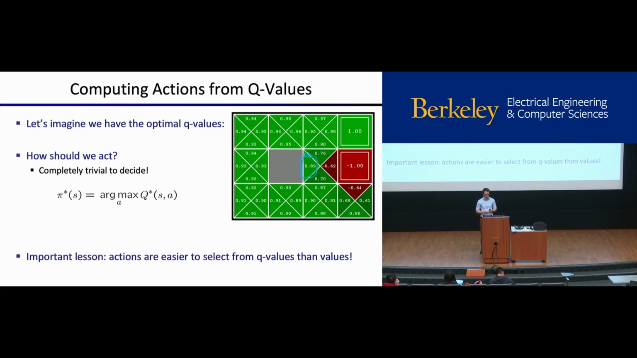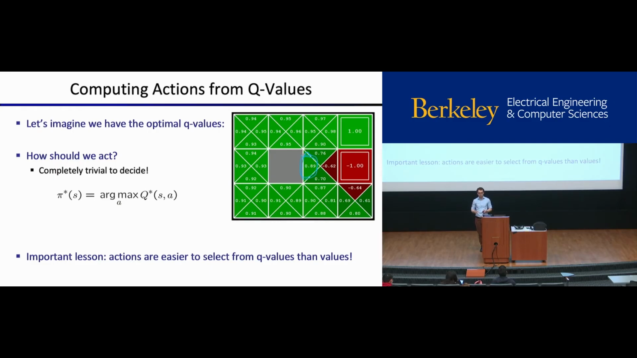Okay. So very important lesson here. Actions are easier to select from Q values than from values. All right, so now we have a way of going from policies to values. That's policy evaluation. It's saying how good is this policy. And we have a way of going from value functions to policies. It's saying here's a value function, what should I do with it?